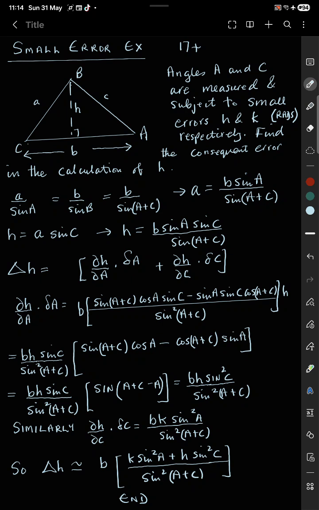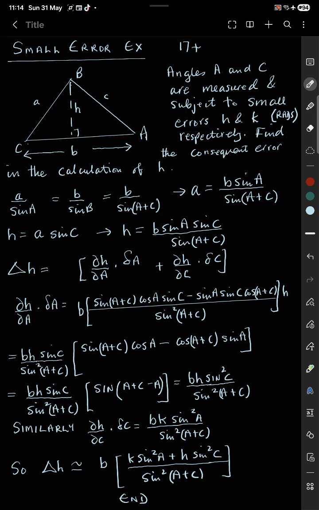Now, angles A and C are measured and are subject to small errors h and k, measured in radians, of course, respectively. You've got to find the consequent error in the calculation of the height H. B is also being measured. I should have mentioned that.